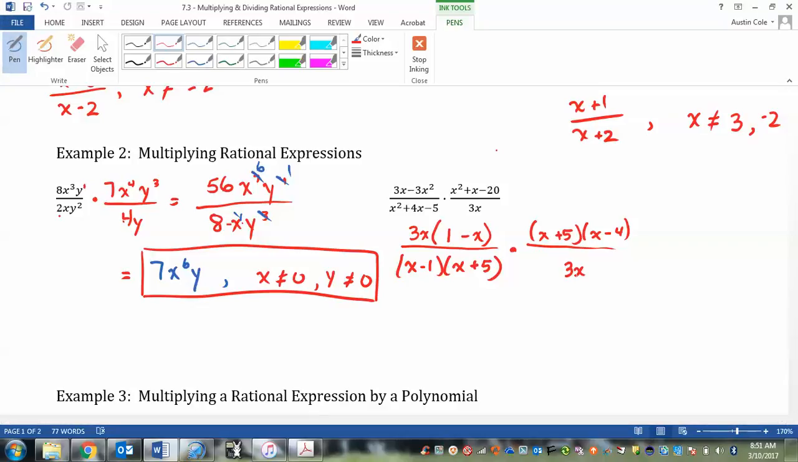All right? Now I can go ahead and start canceling. Before I cancel, guys, I'm going to look at my denominator. What values can x not be? X can't equal 1, negative 5, 0.